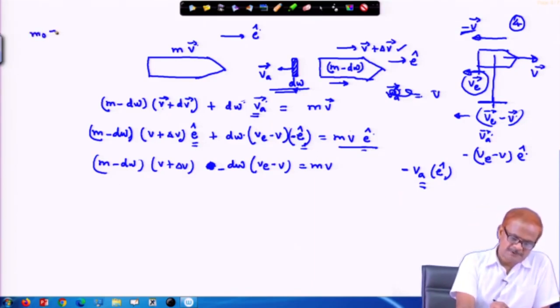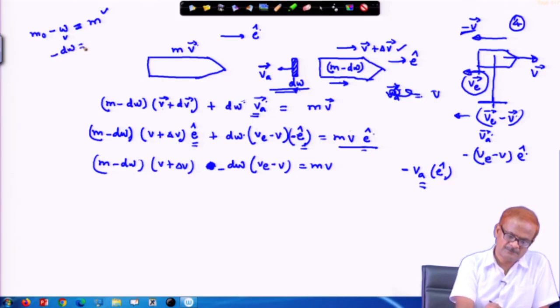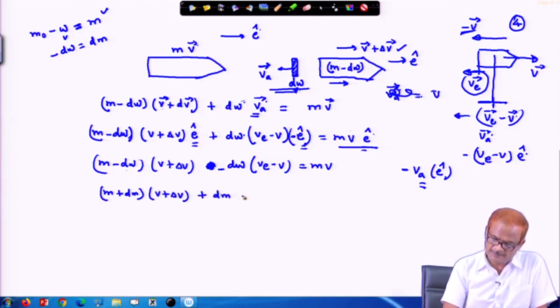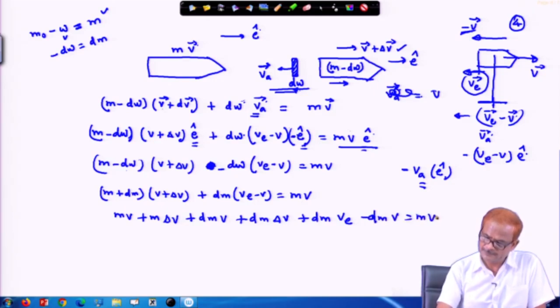Now, if m0 is the initial mass, m is the mass at any time. So, w is the mass burned. This is a positive quantity w we are taking. So, the mass later on becomes m, and once we differentiate this, we can see that dw will be equal to minus dm. So, dw can be replaced by minus dm. So, this becomes plus v plus delta v, and this becomes plus dm times V minus v, minus m v. Expand it: m v plus m delta v plus dm v plus dm times delta v plus dm times V minus dm v equal to m v.